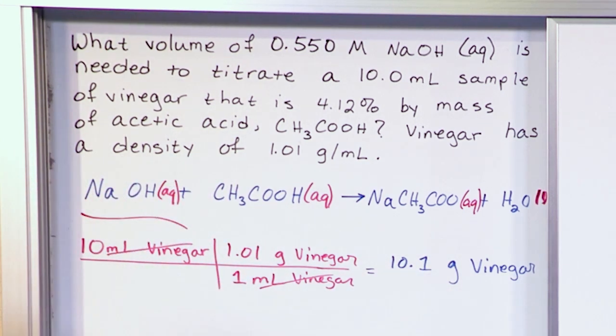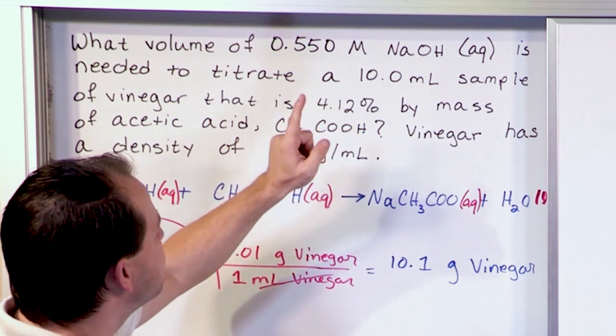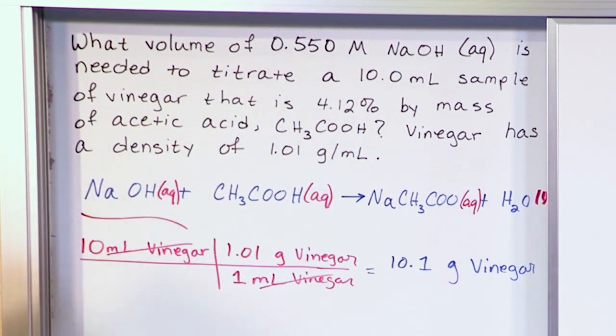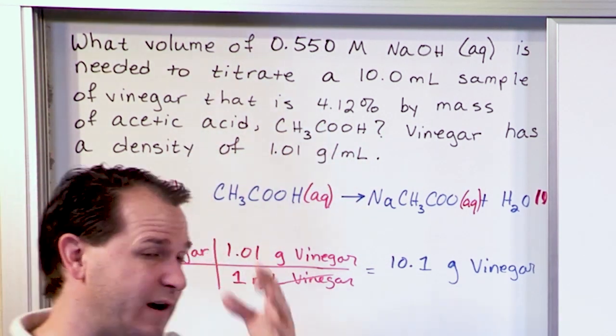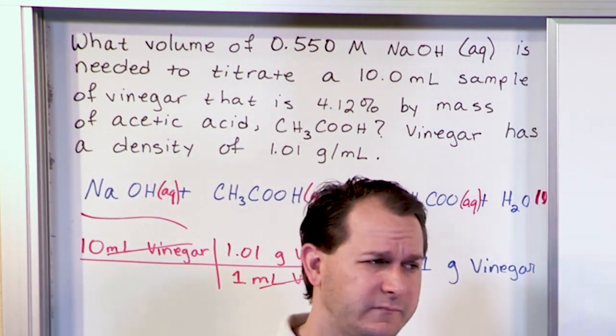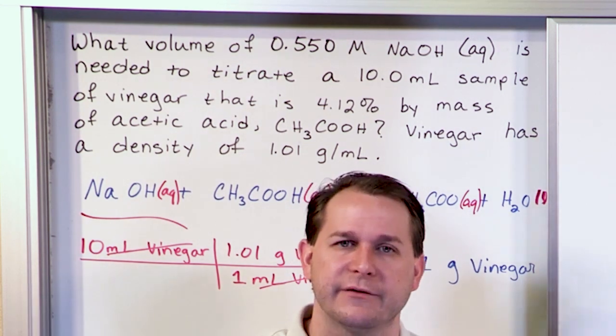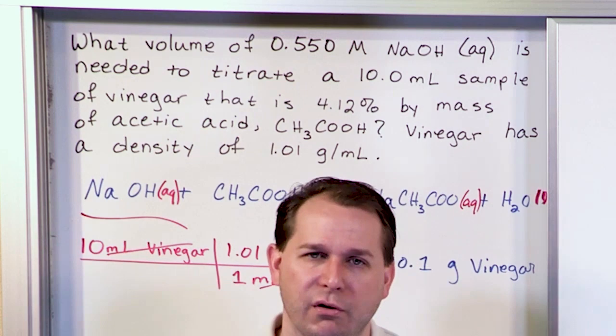But I look back at my problem and I see that they actually told me that the vinegar is 4.12% by mass acetic acid. That means that, as I said before, out of 100 grams of vinegar, only 4.12 grams of it is actually going to be acetic acid. That's what a percentage is, right? It's part over whole, right?